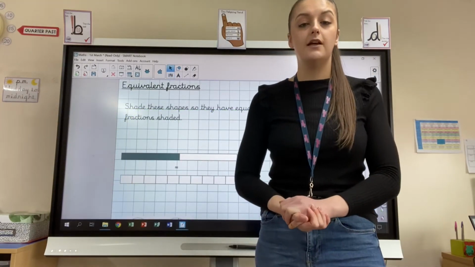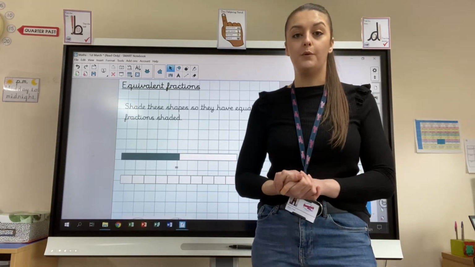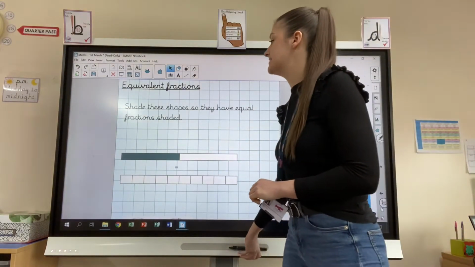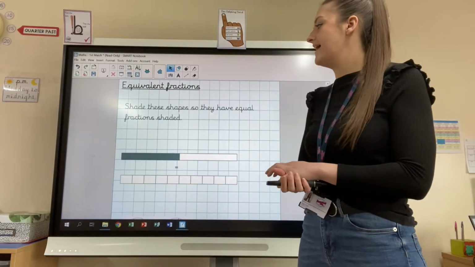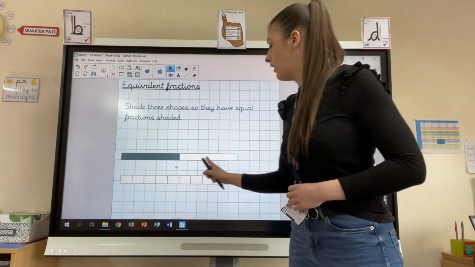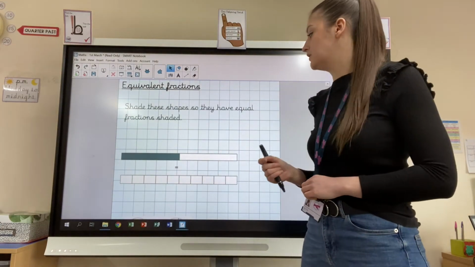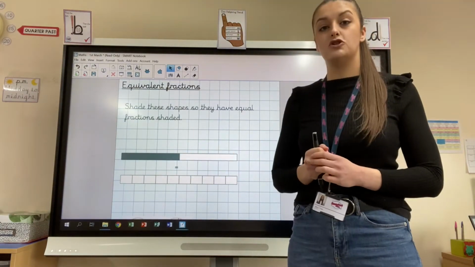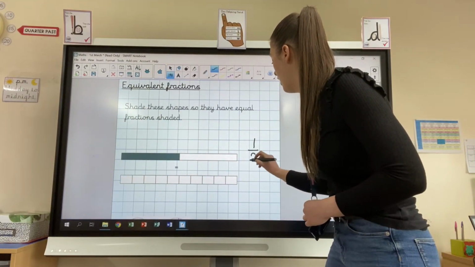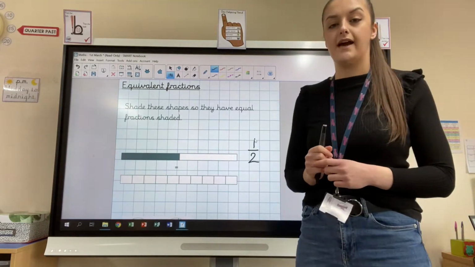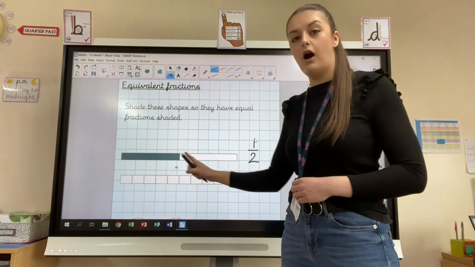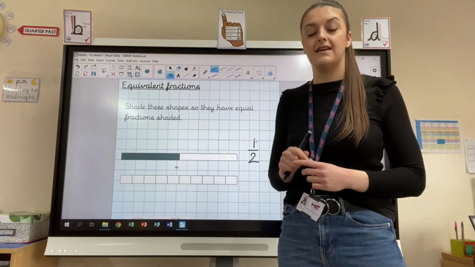So let's have a look at some similar questions to the questions that you've got in your booklet for today based on equivalent fractions. So my first question is asking me to shade these shapes so they have equal fractions shaded. So you can see here, I have got a rectangle, a very long rectangle. And my rectangle has been split into 2 parts and I've got 1 out of those 2 parts. So I've got a half there. I'm going to jot that fraction down. Now it's telling me that a half is the same as, and I've got a blank shape here that's been split into parts.